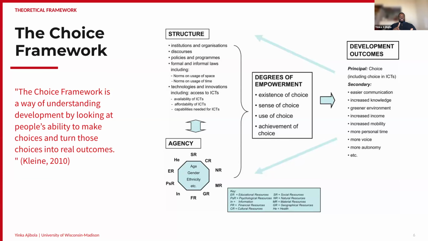By this, Klein says, in order to realize these degrees of empowerment, first, the person must know that a choice exists. Then they must see it as a real option. Afterwards, they must be able to act on it. And finally, the action must lead to something actionable and something much more meaningful. And so when you look at the choice framework, it's not linear, in essence, it's multi-directional.